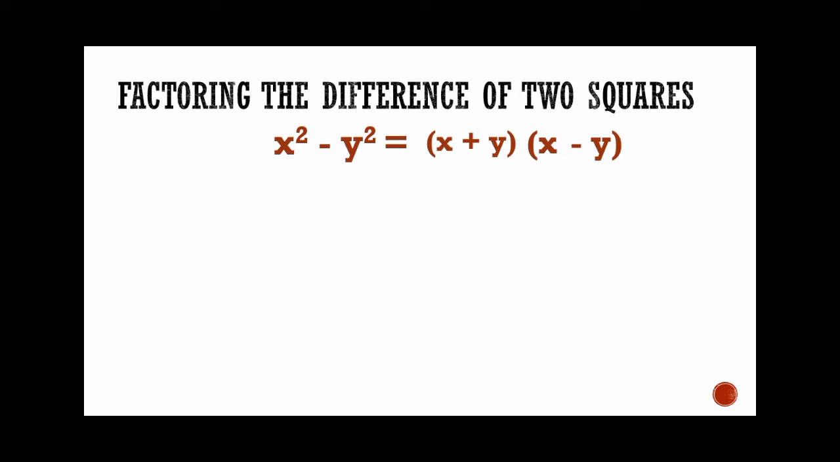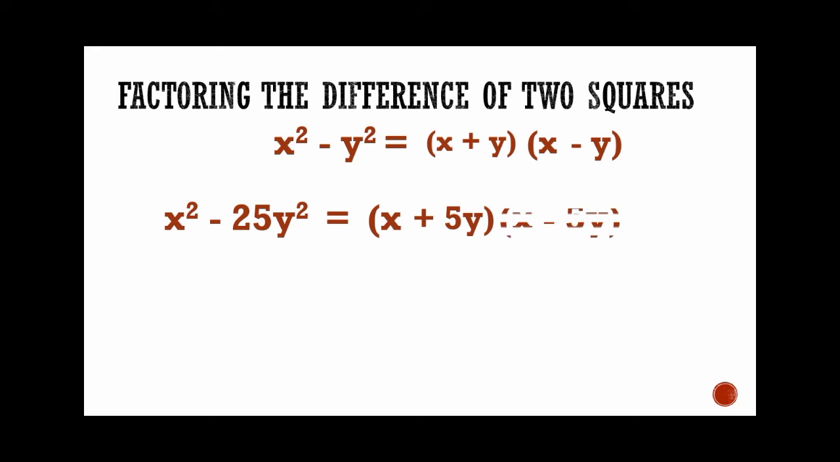And for our first example, we have x squared minus 25y squared. So, what is the square root of x squared? It is x. Then, the square root of 25y squared is 5y. So, we have x plus 5y. Then, copy this. Just change the sign between the terms. So, we have now x plus 5y and x minus 5y.